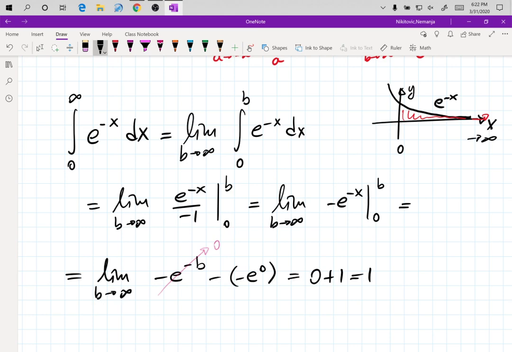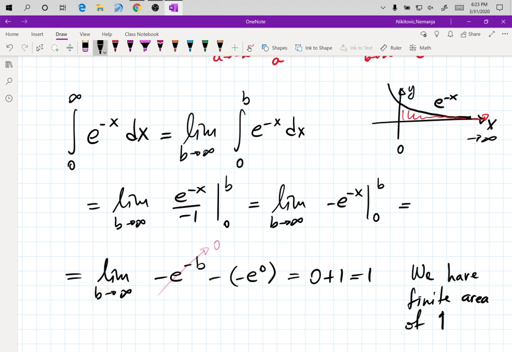So we have a finite area. I'll write it down. We have a finite area of 1. That's what we have. Finite area of 1, even though the area is not boxed in, right? It's leaking area in one spot going on forever. So that's one of the examples.